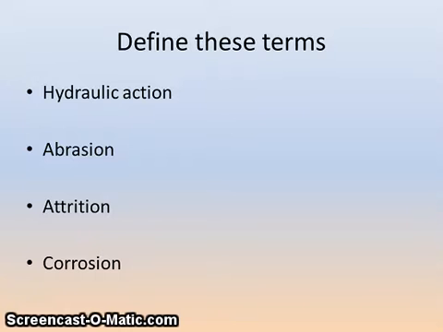Corrosion is a chemical process. This is where river water, which is likely to be slightly acidic, is passing over rocks, some of which, for instance limestone, will be dissolved by that acidity.